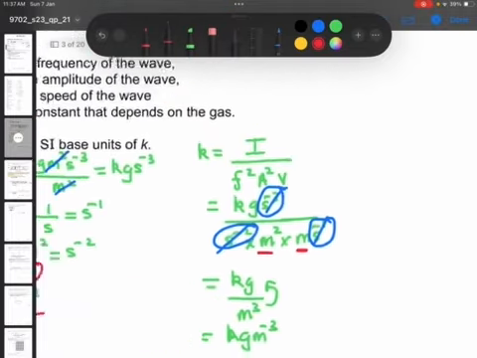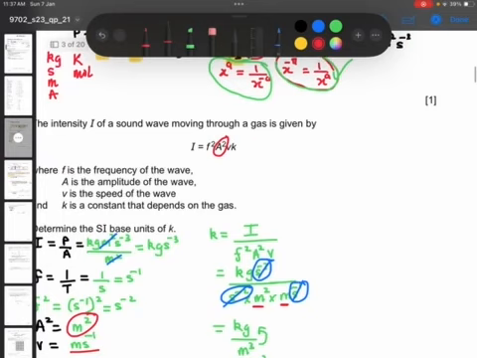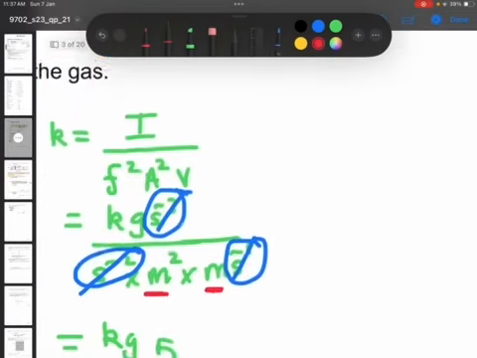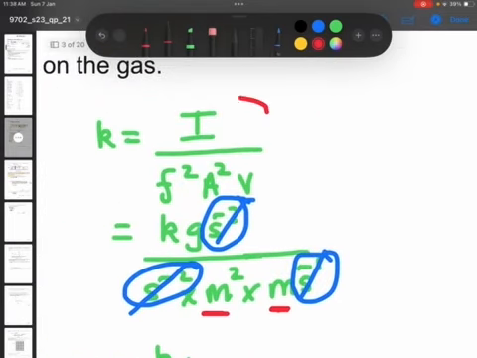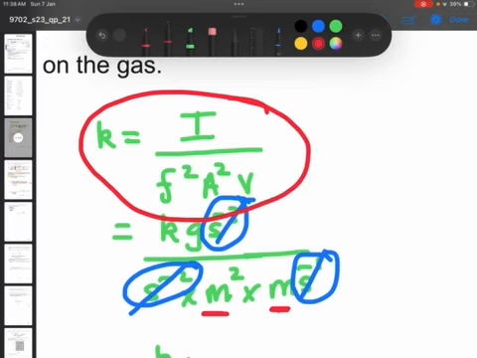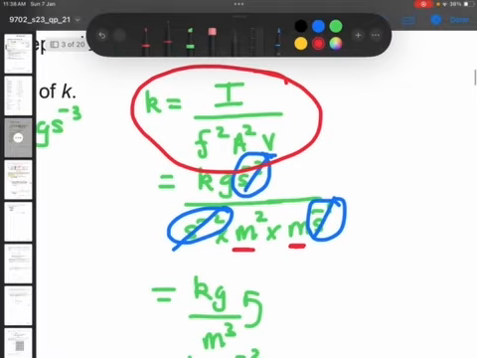Then we come here now and make K the subject of the formula. So we've made K the subject of the formula by dividing I by f squared, A squared, and v. When that happens, we know the SI base units of intensity is kg per second cubed. Then also we know that for frequency squared is s to the power of minus 2. For amplitude squared is meter squared.